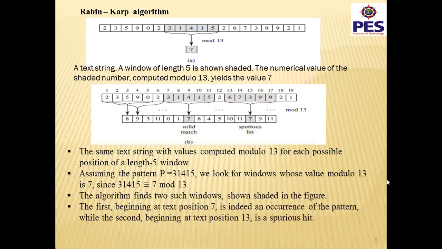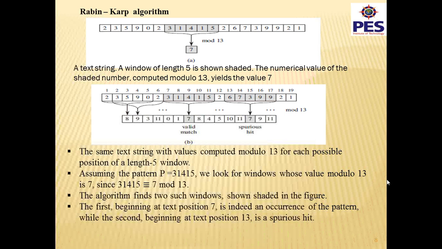Rabin-Karp algorithm. This is an example of how it works. We take some substring from the text string. The pattern string is 31415 with modulo q, where the q value is 13. When we compute 31415 mod 13, we get a remainder of 7. The substring length is 5, so we choose the first 5 characters of the text string and compute the remainder. In the first 5 characters we get 8 when taken mod 13.